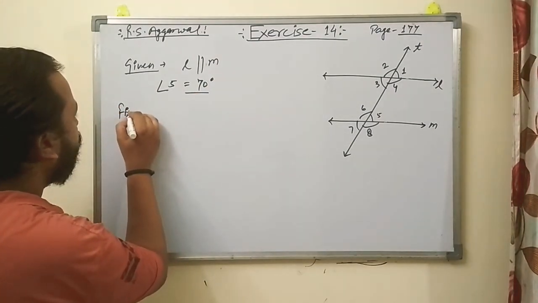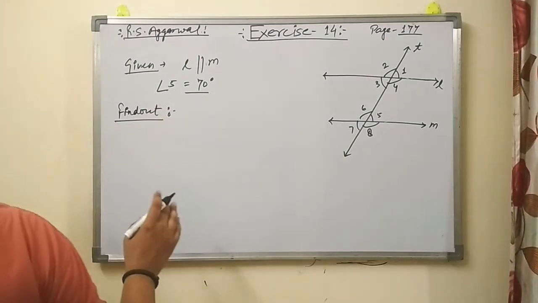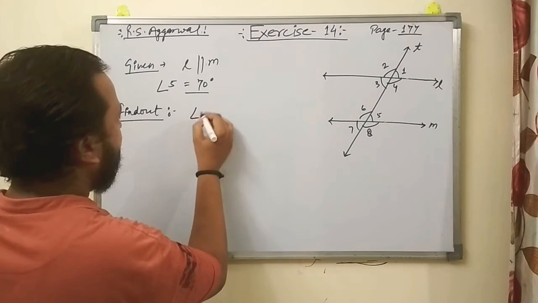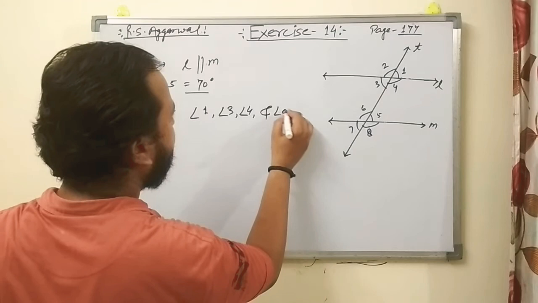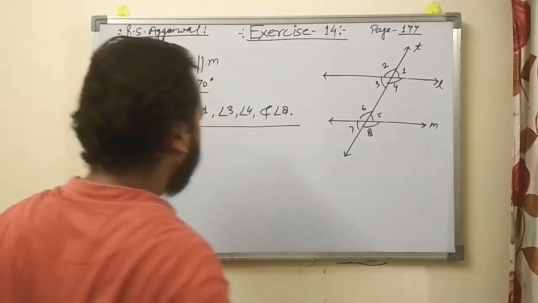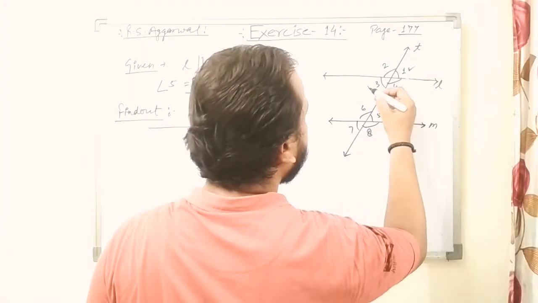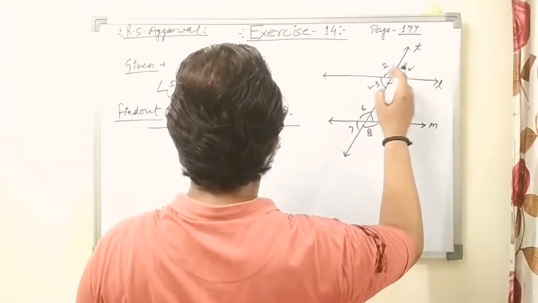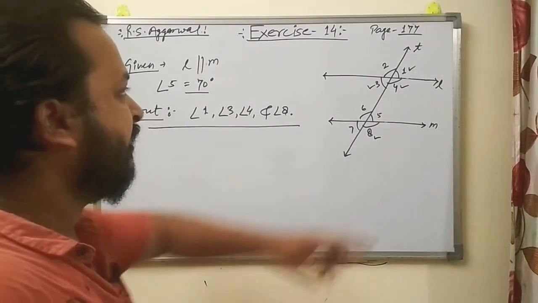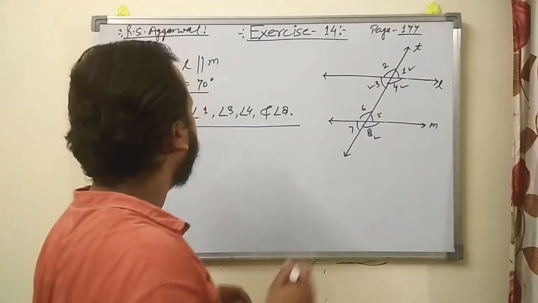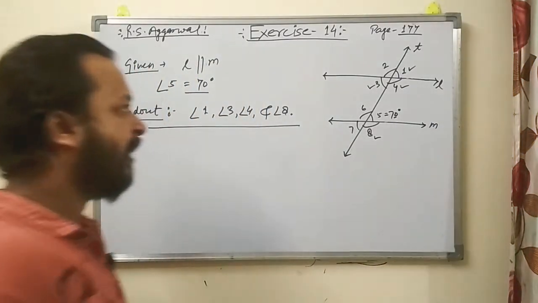And we have to find out angle 1, angle 3, angle 4 and angle 8. So these are the angles we have to find out. These ticked angles we have to find out, and the value of angle 5 is given as 70.